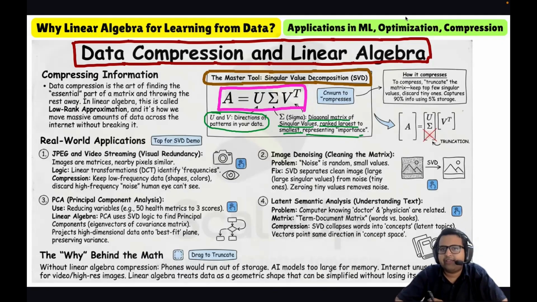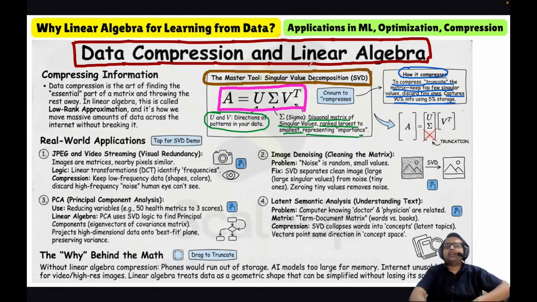Now, how exactly does SVD compress the data? To compress data, you simply truncate the matrix. You keep only the top few singular values and discard the tiny ones. And with this, we are capturing 90% of the information using only 5% of the storage.